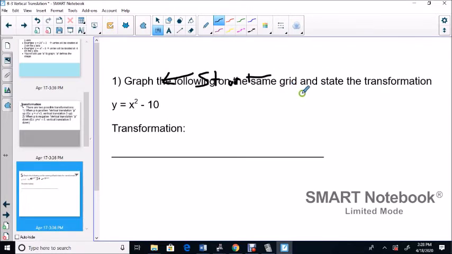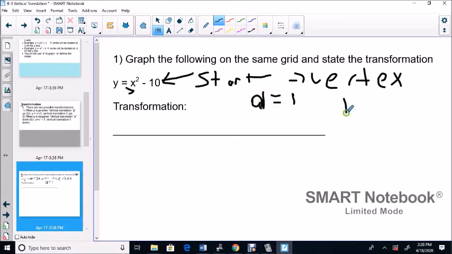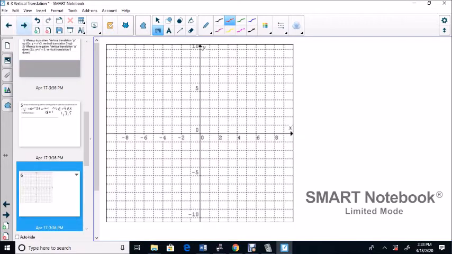Okay, a here, the number in front of the x squared, is 1. Our step pattern is 1, 3, 5. We don't multiply by anything because there's nothing in the front of the x squared. Now let's graph, and I'll use a red pen. We do not start at 0. We start down here at negative 10.